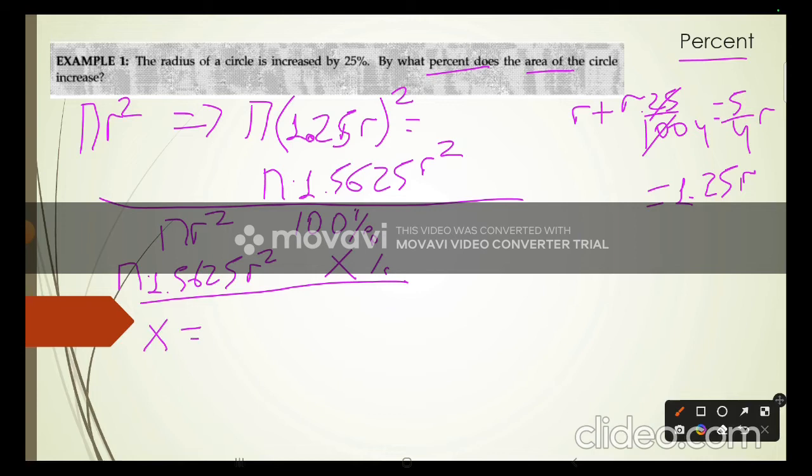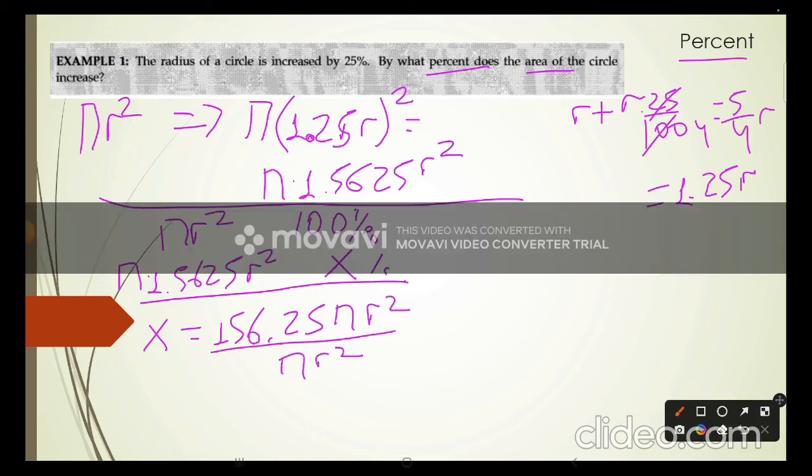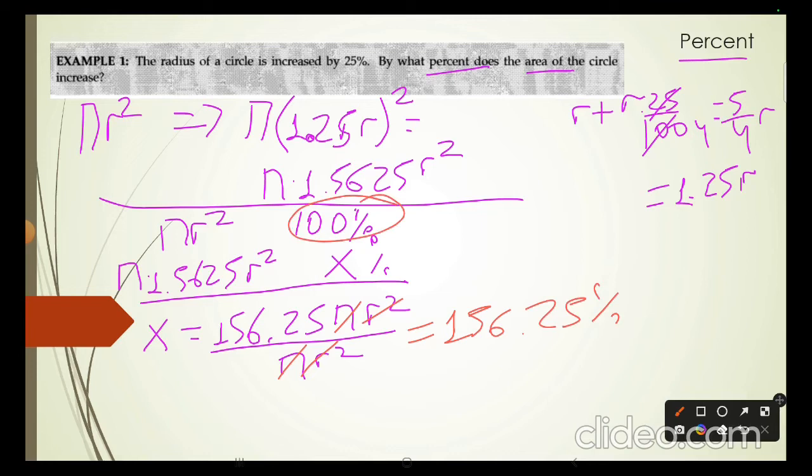Cross product, when we multiply by 100, we will have 156.25 pi r squared divided by pi r squared. These are cancelled and we have 156.25%. If it was 100 and then it became 156.25, the increase was 56.25%.